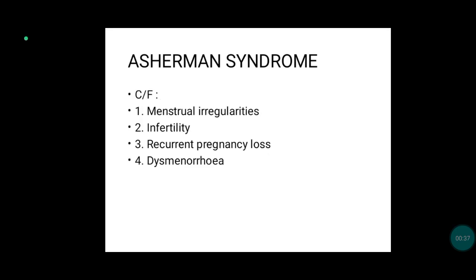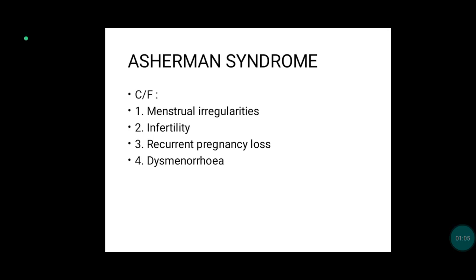The clinical features of Asherman syndrome include menstrual irregularity, where secondary amenorrhea is more common than hypomenorrhea, followed by infertility, followed by recurrent pregnancy loss, followed by dysmenorrhea. And the most common presentation in case of Asherman syndrome will be menstrual irregularity, followed by infertility, followed by recurrent pregnancy loss, followed by dysmenorrhea.